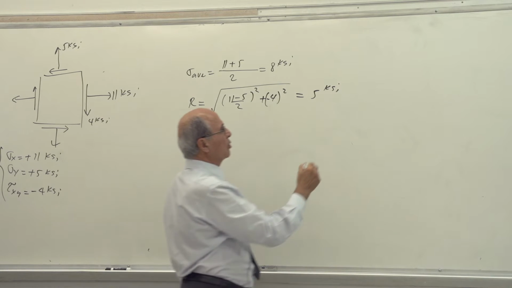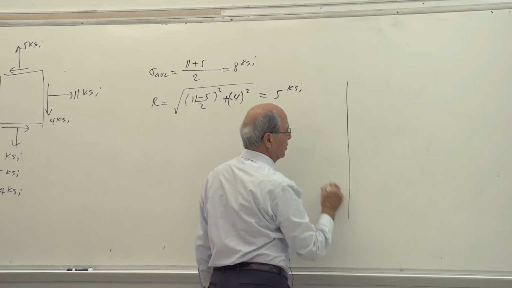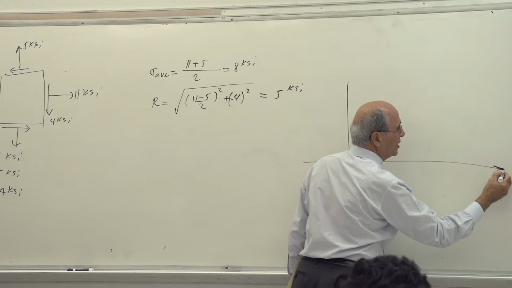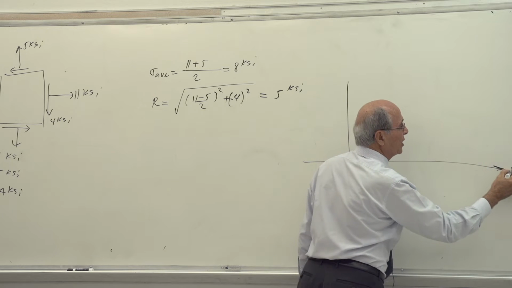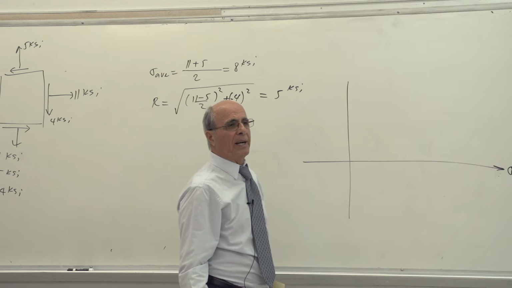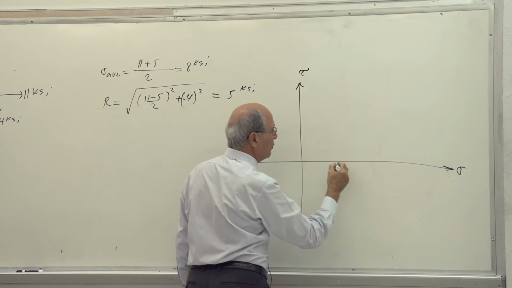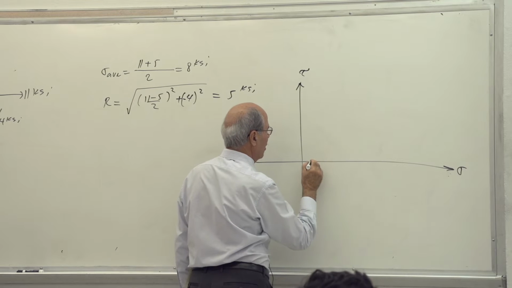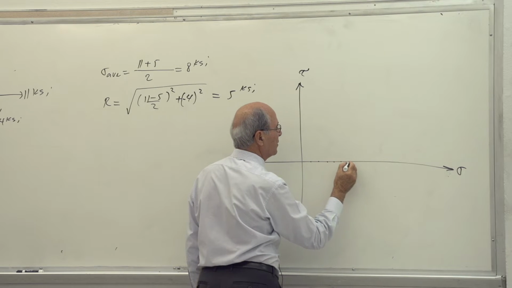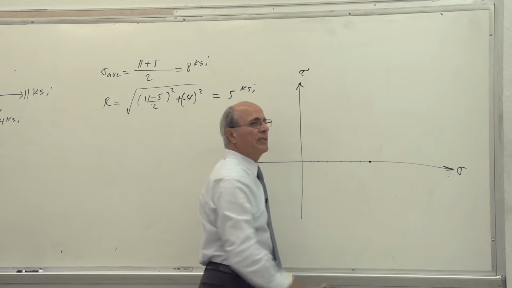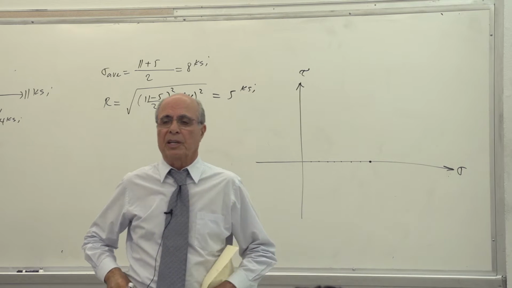Now, we want to draw the circle. This is what we do. Here, the horizontal axis is no longer x and y. This is the sigma axis, and this is the tau. So you go here, scale it. So you go 1, 2, 3, 4, 5, 6, 7, 8. So that's the center of the circle. Yes, with the scale, hopefully.